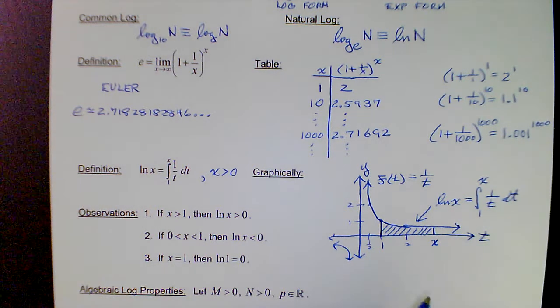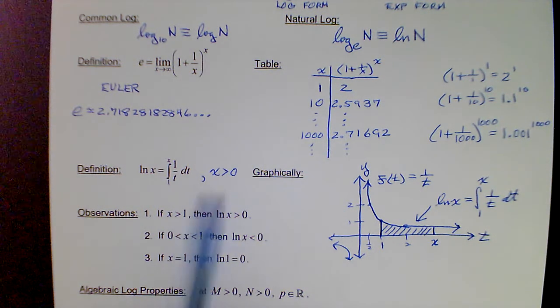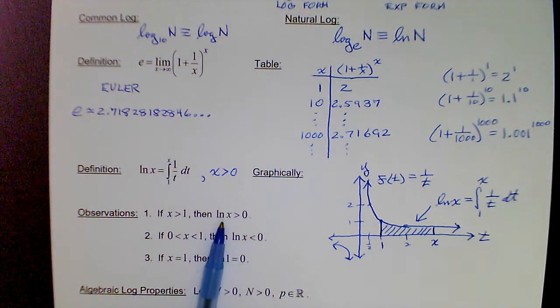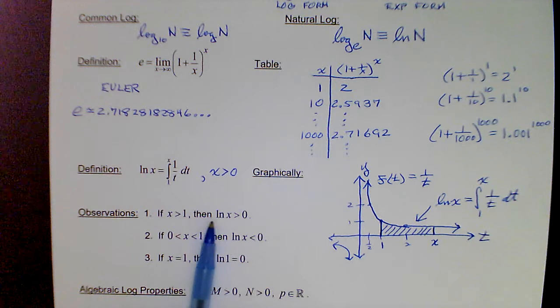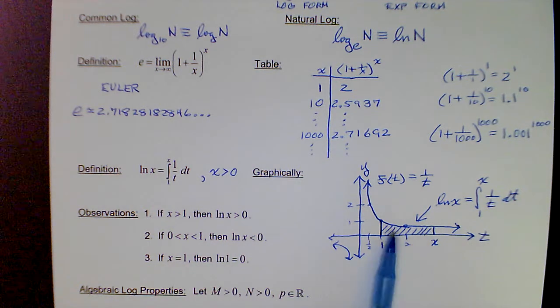Now, you're going to have to memorize this definition at one point when we get to a proof, but I'll make you well aware of that. Some observations that we can make are that if x is greater than 1, then the natural log of x is positive. It's greater than 0 because we get a positive area.